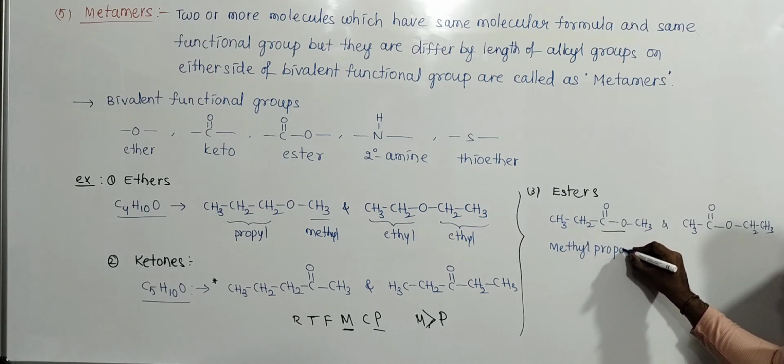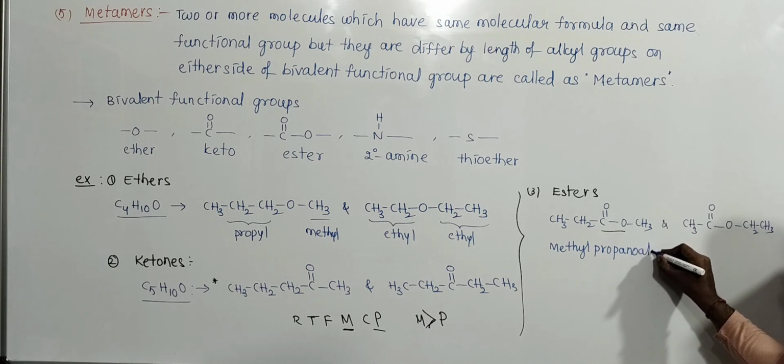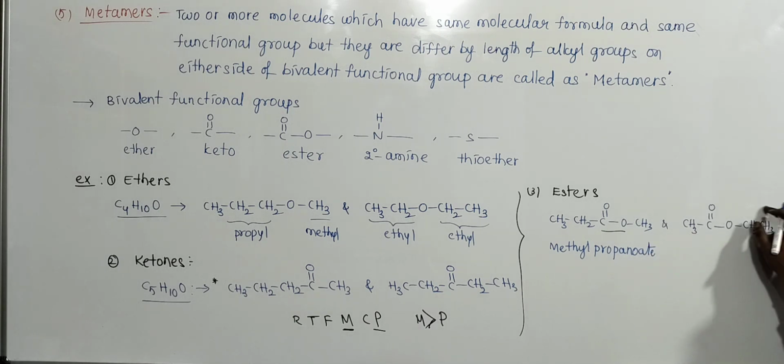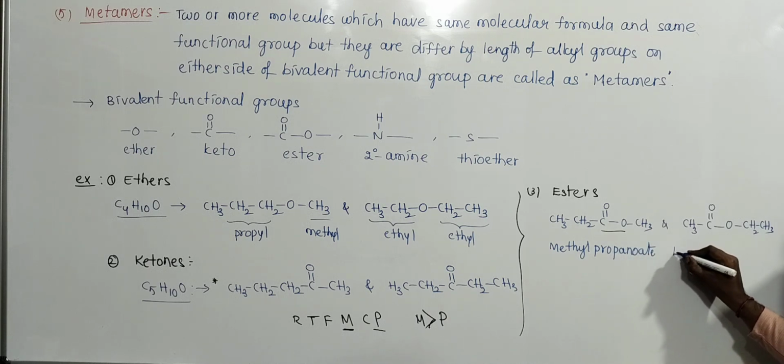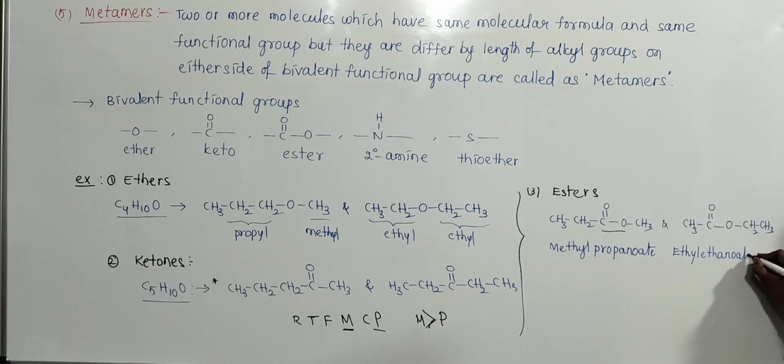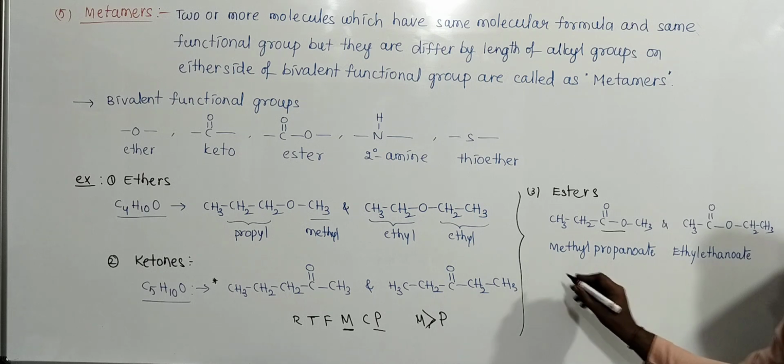And the other is ethyl ethanoate. Ethyl is the substituent here, and methyl is the substituent there. This is ethyl ethanoate. Both are functional group isomers.